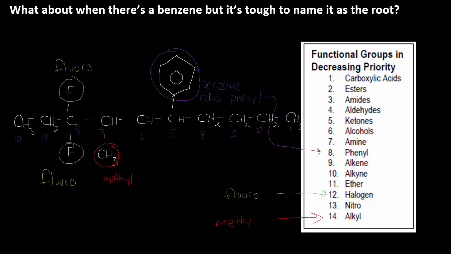So now I'm going to name the decane using the numbering that you've seen me put on the screen. So this is 8,8-difluoro, 7-methyl, 5-phenyl, decane. So use the phenyl prefix when it's difficult or awkward to account for the benzene ring.